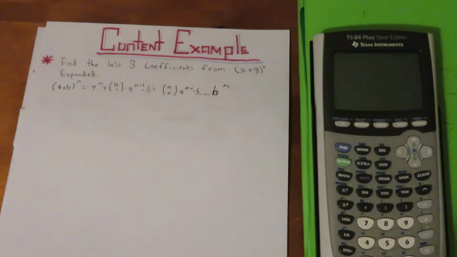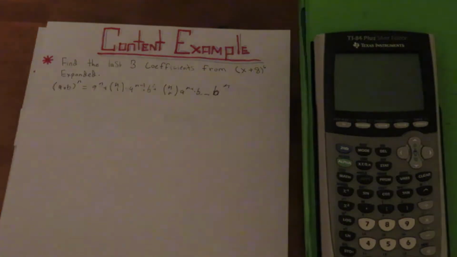And then we're also going to have just a constant at the end with no x. And so once we find out how many terms we're going to have, we have to find the 4th, 5th, and 6th term, because those are going to be the last terms with a coefficient, because the last term is only a constant, it doesn't have a coefficient.